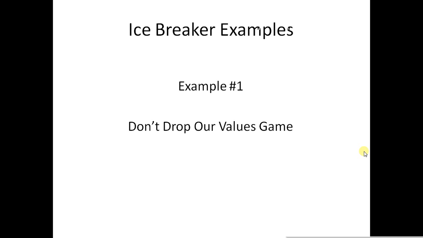Okay, so let's talk a little bit about icebreaker examples. So the first example is the don't drop our values game. It's very simple. What you're going to do is get some type of ball. I would recommend a beach ball, a ball that has the ability to kind of float in the air a little bit. You can use a balloon, but balloons are a little bit difficult to write on, but I think using a volleyball would be great.